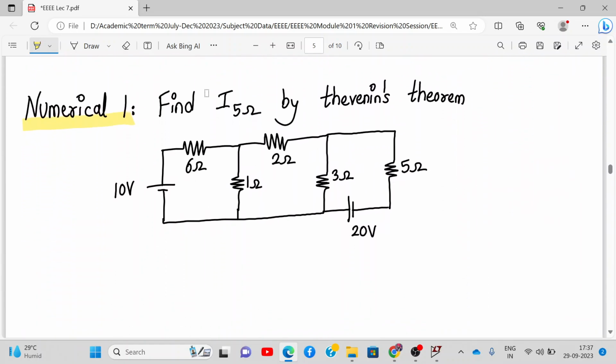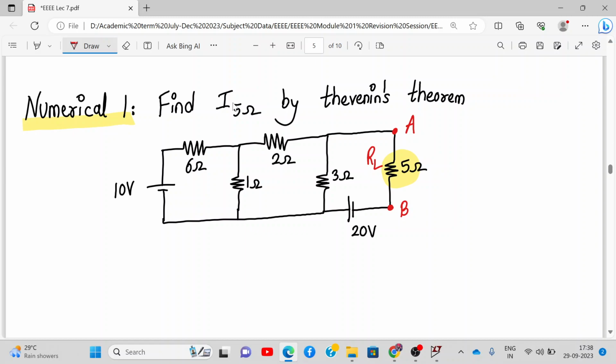Let's see briefly an example of it and then we will be able to understand it better. So let's see numerical number 1. In numerical number 1, we need to find the current flowing through the 5 ohm resistance. Whichever resistor we need to find the current for, mark those terminals as points A and B. So these are terminals A and B, and this 5 ohm resistance will be RL.